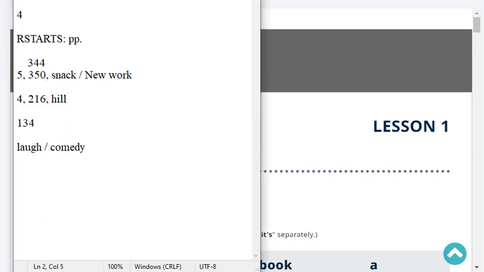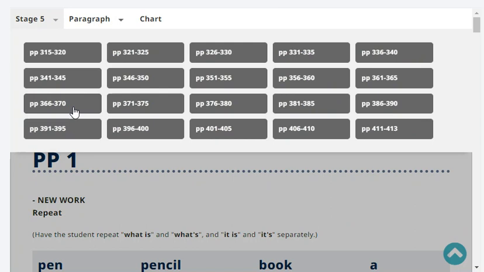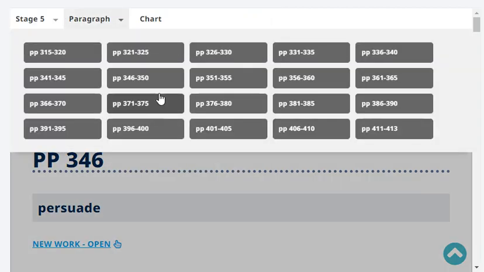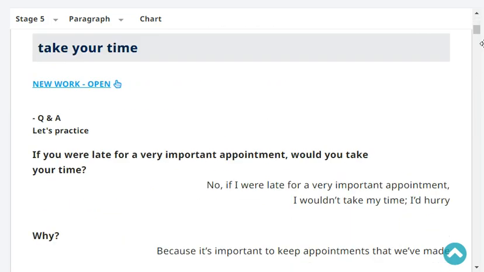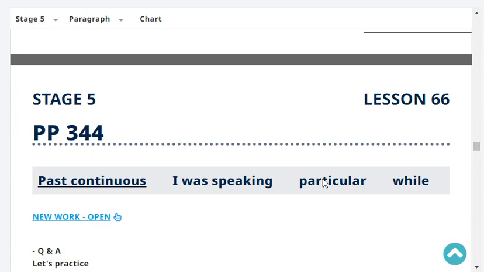So my record says we are at stage 5, paragraph page 350. Okay, and our last headword was snack, newer type of lesson. Okay, yes, let's start with our revision. Let me just scroll down. Okay, here we go. First question.